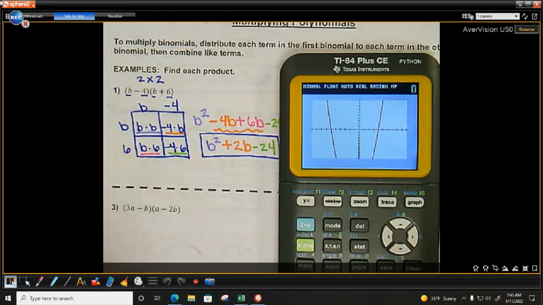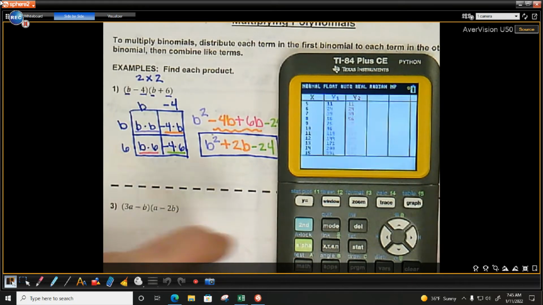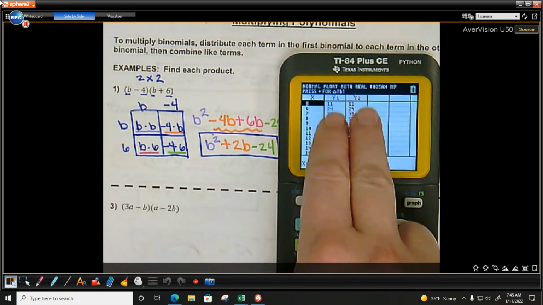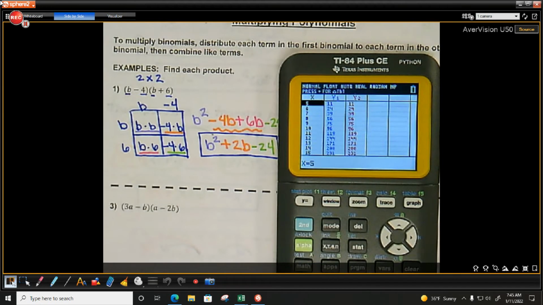Another way you can check is do second graph, which is the table, and do the y values all match up? Because they are the same functions. Okay? What if they didn't match? You're wrong. Okay? If they don't match, you are wrong. Good?